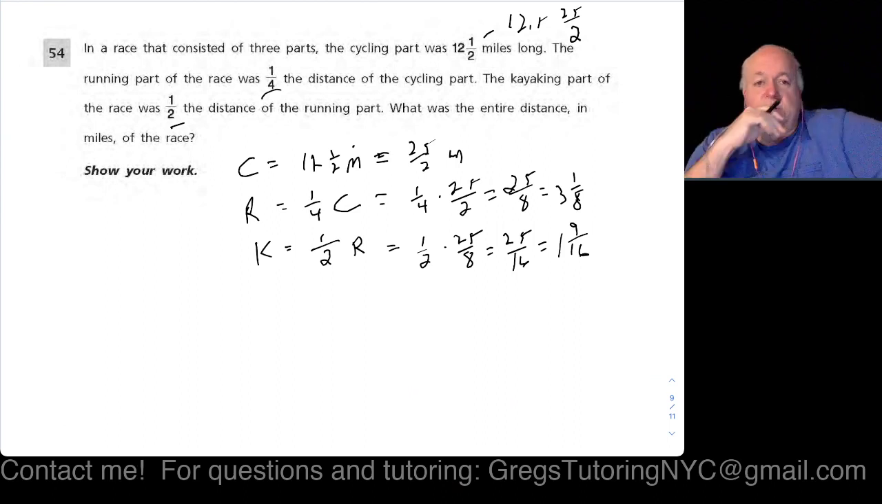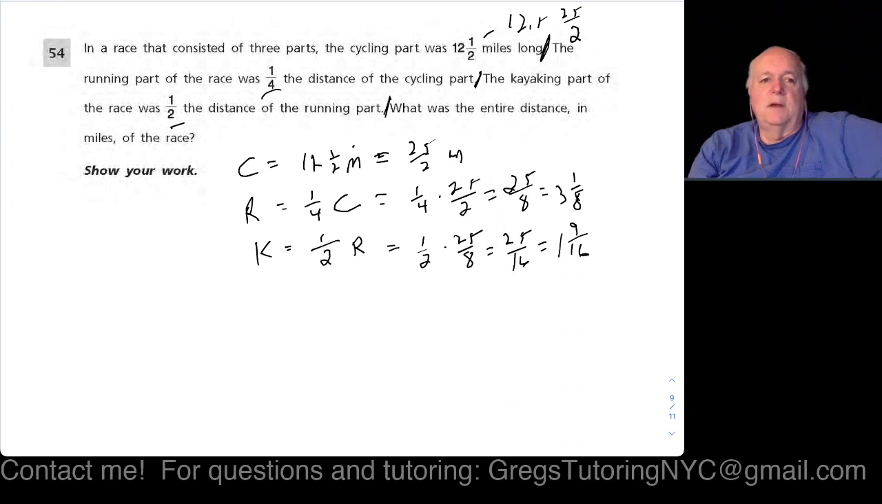Let me just double check all this. Again, I want to make sure I copied the numbers from the start. So I'm going to reread the question. In a race that consisted of 3 parts, the cycling part was 12.5 miles long. Okay, cool. So I have that here. The running part of the race is 1/4 the distance of the cycling part. 1/4 I got right. 12.5 I got right. The kayaking part was 1/2 of the running part. Cool, I got that. What is the entire distance?